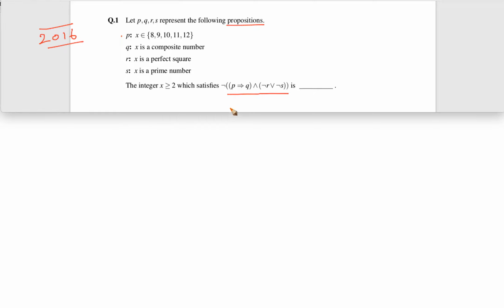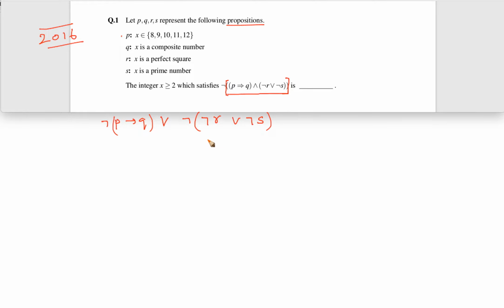So basically overall this is going to be something like this. See, not of a... the entire thing is given by odd. So firstly we will apply De Morgan's rule, and then this will become not of (p implication q), or, and it will become or. Then it will be not of the right part. Not of the right part is not r or not s.